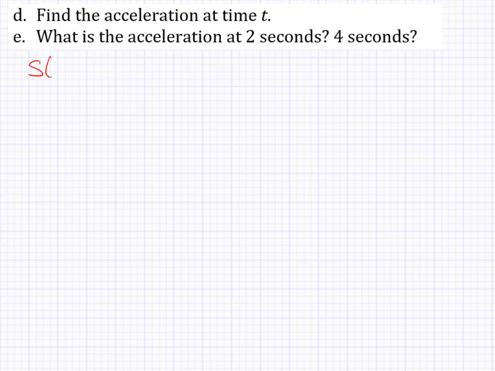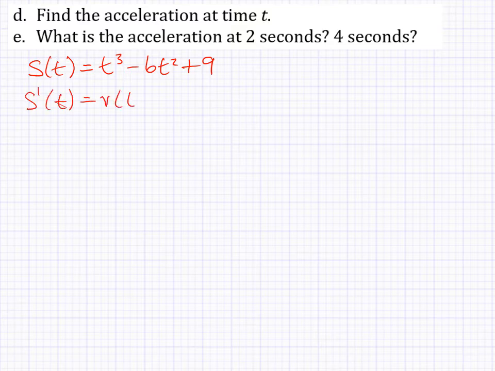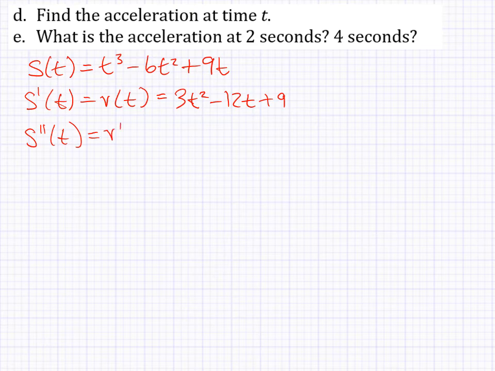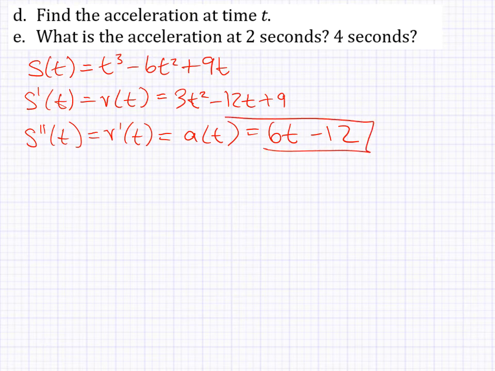We had our position function, which was t cubed minus 6t squared plus 9t. We had the derivative of that, which was our velocity, to be 3t squared minus 12t plus 9. This was 9t, sorry. And so then the second derivative, which would be the derivative of the velocity, which is our acceleration, ends up being 6t minus 12. So what's the acceleration at time t? This is the acceleration at time t.